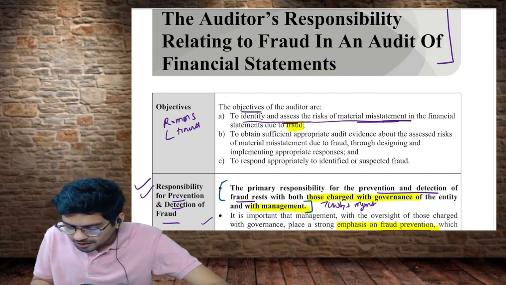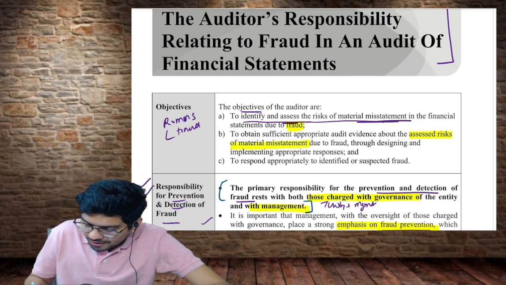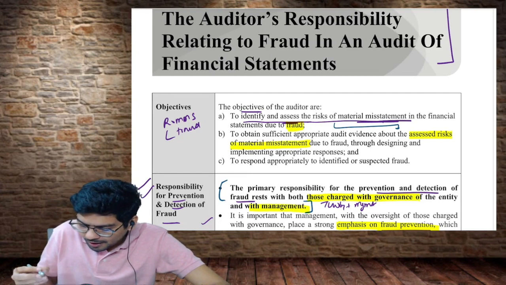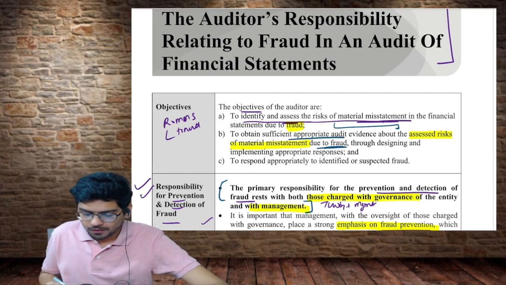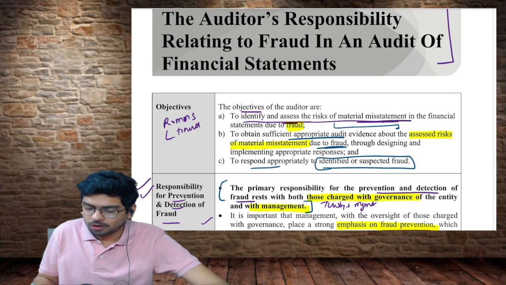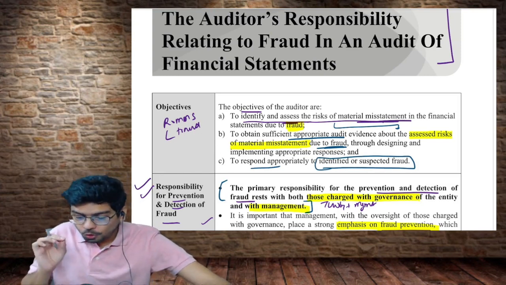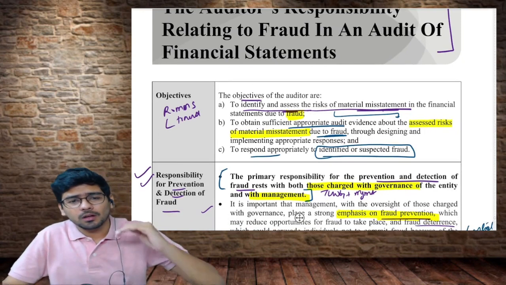Then to obtain sufficient and appropriate audit evidence about the assessed risk of material misstatement. Whatever RMMs we have identified, we are going to try and obtain sufficient appropriate audit evidence with respect to the fraud. And finally, to respond appropriately to the identified or suspected fraud.